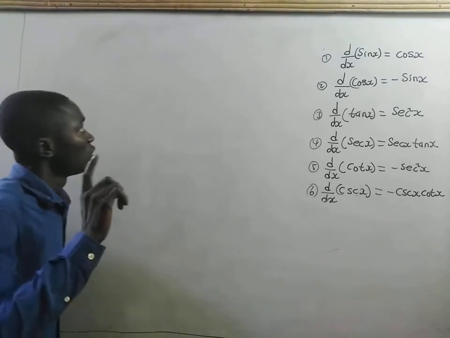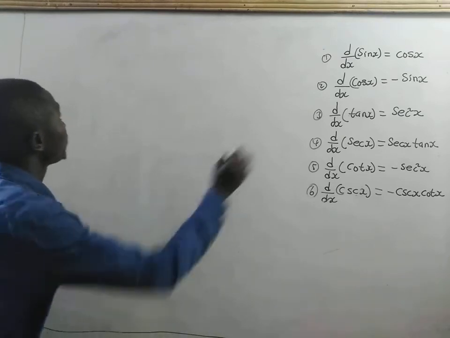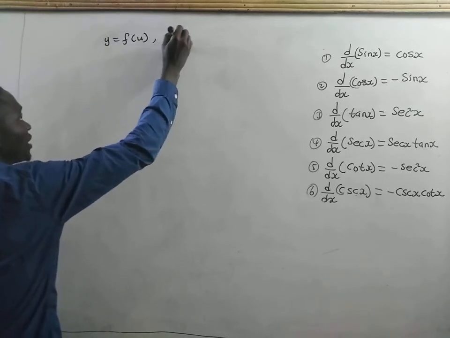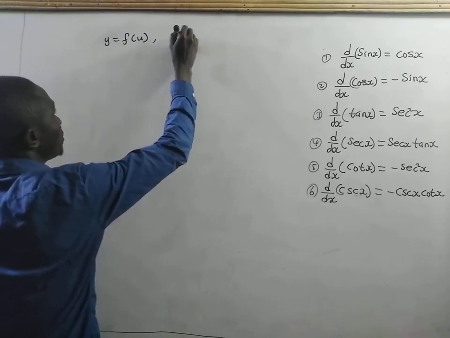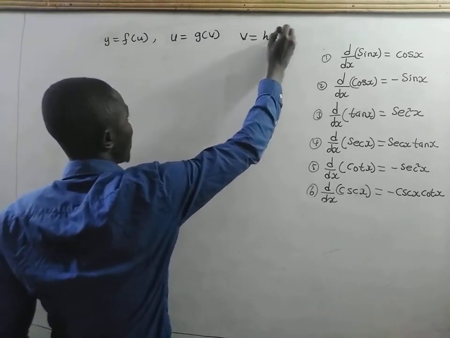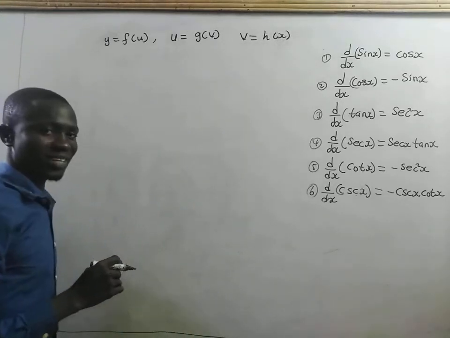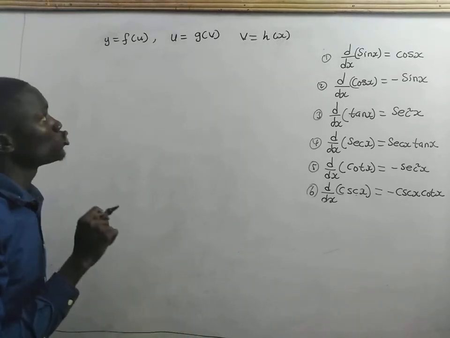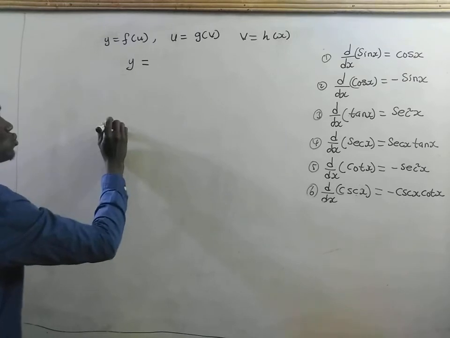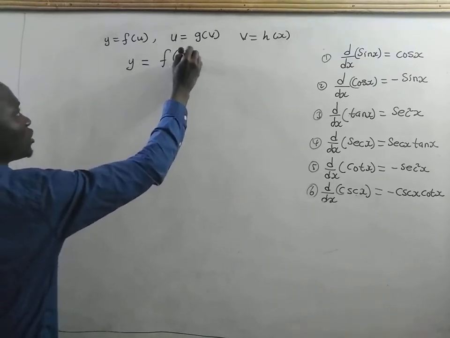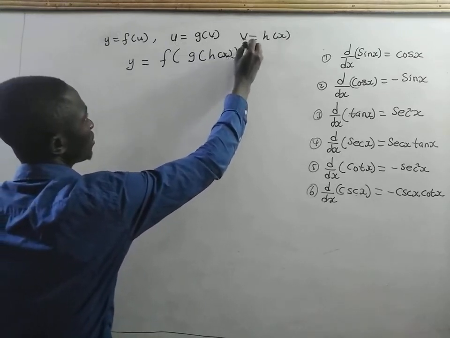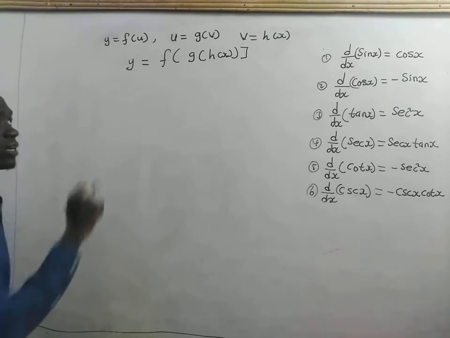Now, let us look at this. If y is equal to f of u, and u is equal to g of v, and v is equal to h of x, are differentiable functions of u, v, and x respectively, then the composite function y equal to f of g of h of x is also a differentiable function of x.